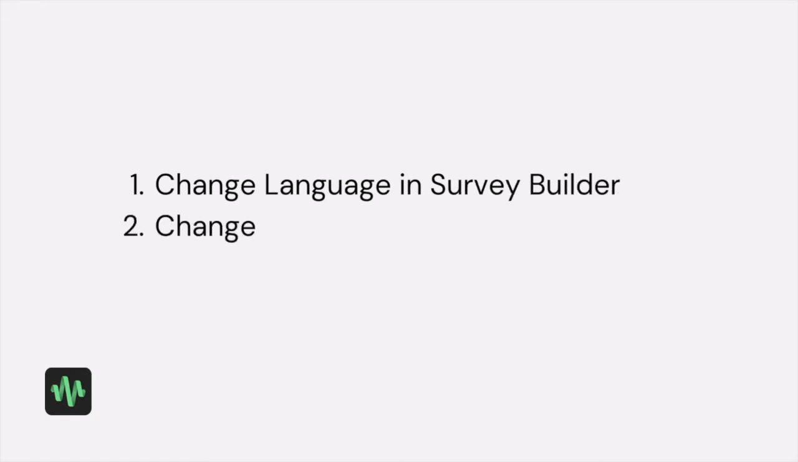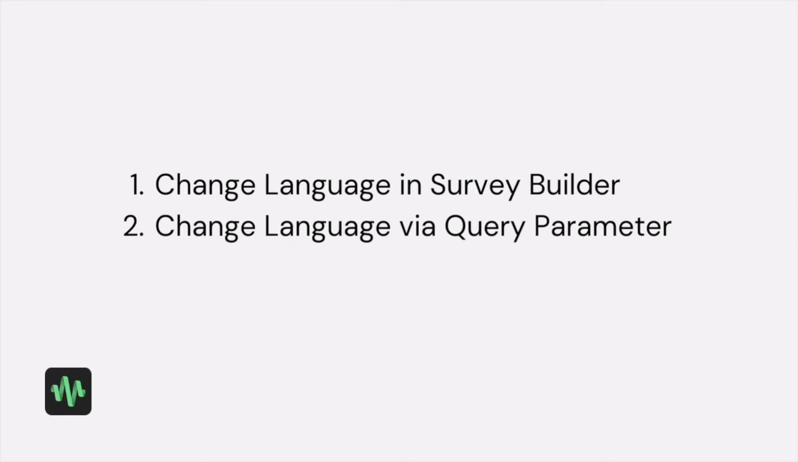Once you've confirmed that your language of interest is supported for both localization and transcription, there are 2 options for how to change your survey language. You can either change the language manually within the builder, or you can add a query parameter at the end of your survey URL.